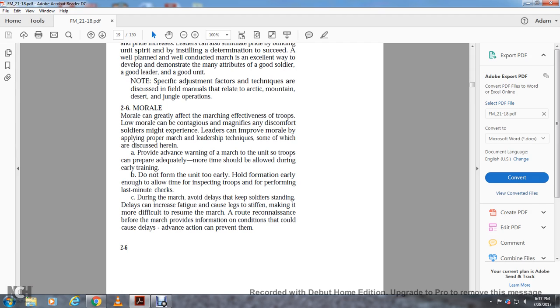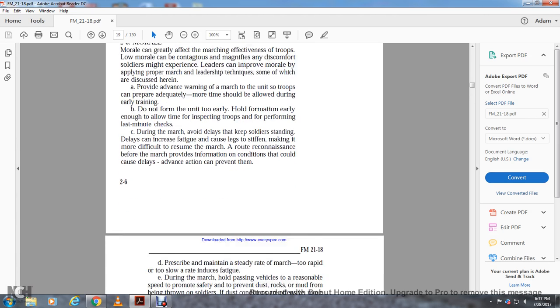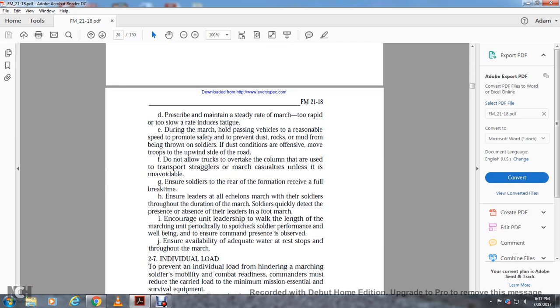During the march, avoid delays with the soldiers standing. Delays increase fatigue and cause leg stiffening, making it more difficult to resume the march. Reconnaissance before the march provides information on conditions that could cause delay, and advance action can prevent them.